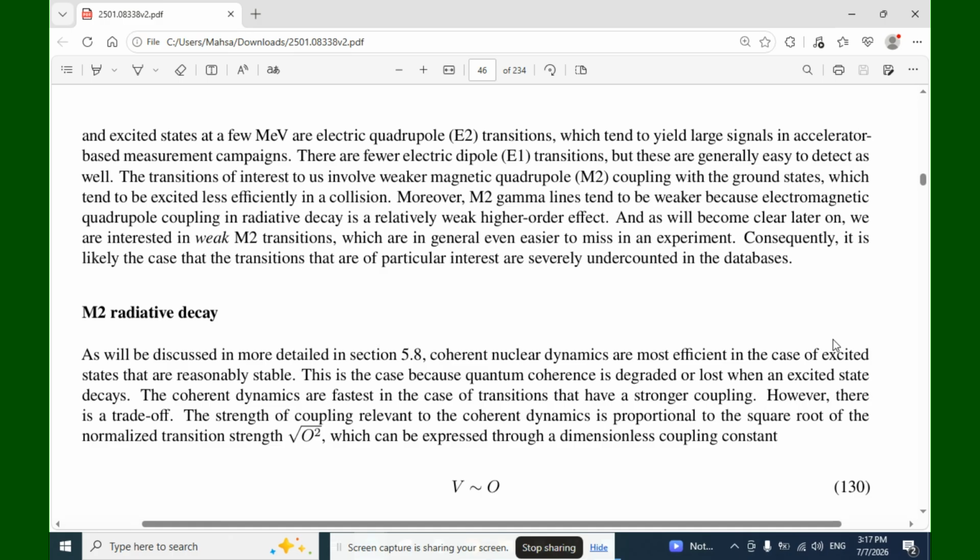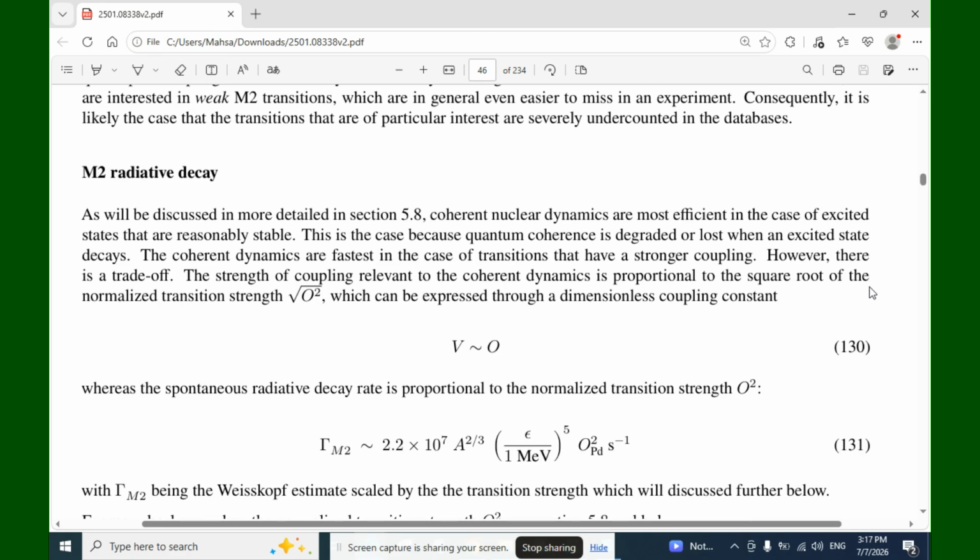Consequently, it is likely the case that the transitions that are of particular interest are severely undercounted in the databases. M2 radiative decay, as will be discussed in more detail in sections 5.8: coherent nuclear dynamics are most efficient in the case of excited states that are long-lived. This is the case because quantum coherence is degraded or lost when an excited state decays. Coherent dynamics are fastest in the case of the transitions that have a strong coupling.